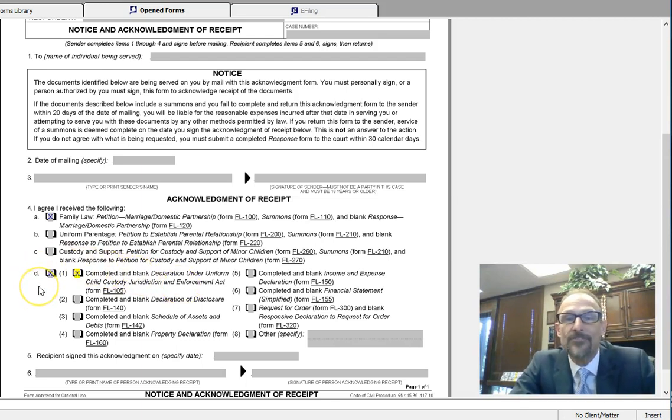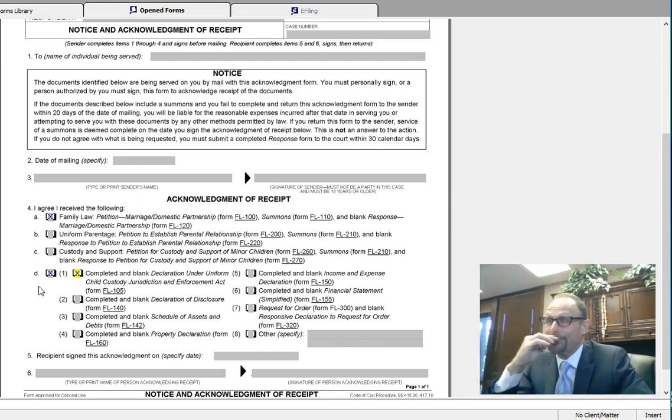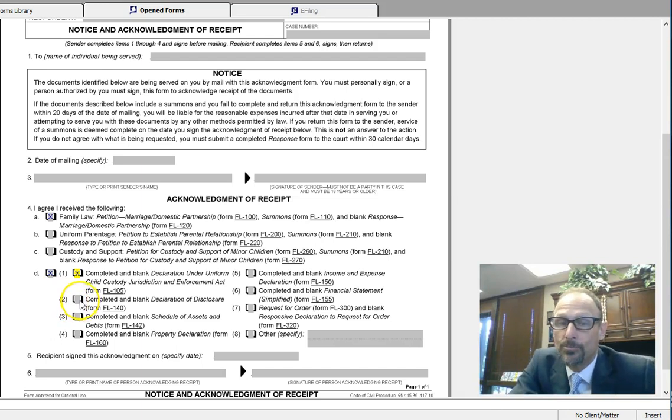FL-105. Now, if you are also going to complete your declarations of disclosure, there's another group of videos to tell you all about the declarations of disclosure. But if you're going to serve your declarations of disclosure at the same time you serve the initial divorce or legal separation, then you're going to want to mark 2 because you will have a completed and a blank declaration of disclosure, FL-140. You're going to mark 3 because you're going to have a completed and blank schedule of assets and debts. Or you could do an FL-160, which is the 4, but I highly recommend that you use the FL-142. Then you will also positively mark the number 5, because if you're going to serve your declarations of disclosure, you will have a completed and a blank income and expense declaration. You don't need 6 if you do an FL-150.